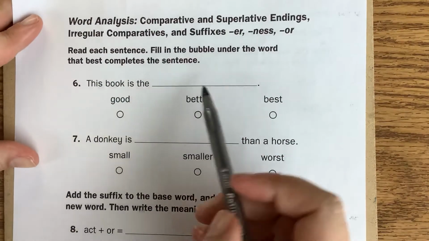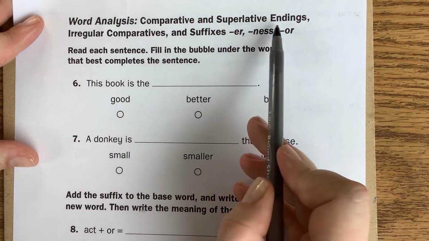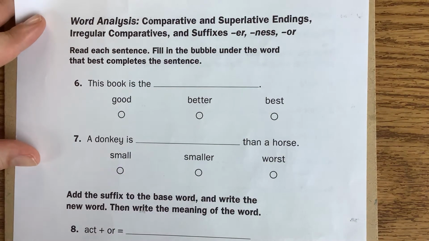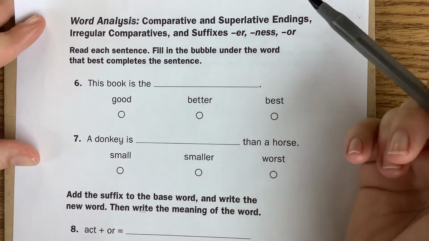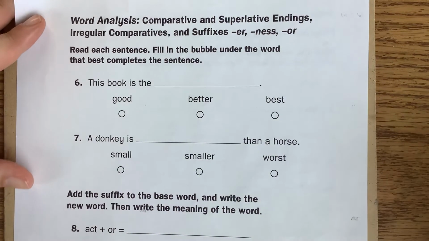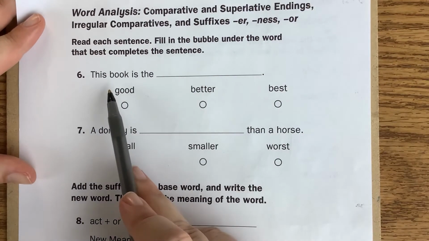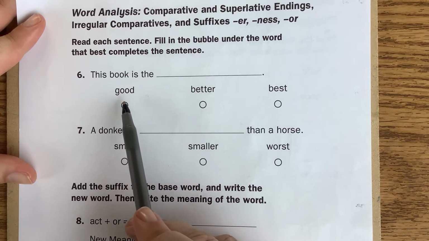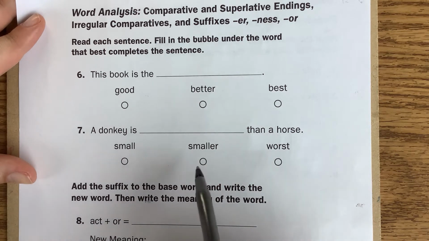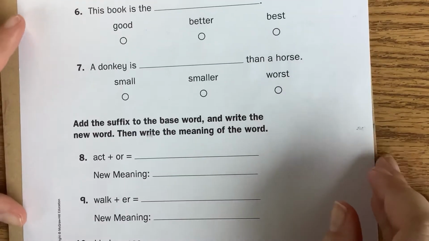On the back side is word analysis: comparative and superlative endings, irregular comparatives, and suffixes like ness and or. You've done all of this this week. I'm not going to explain anything because I really wouldn't on a test. I'll just read it to you, you do it, and I'll give you the answer. This book is the good, better, best. The donkey is small, smaller, worse than a horse. Small, smaller, worst.